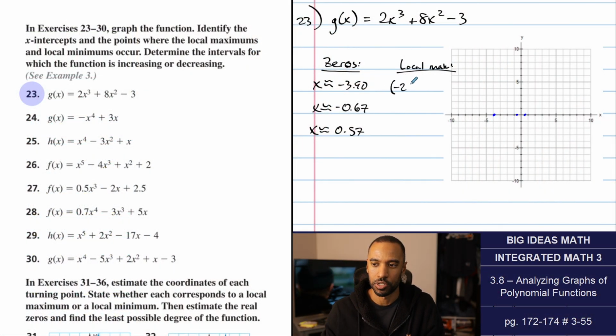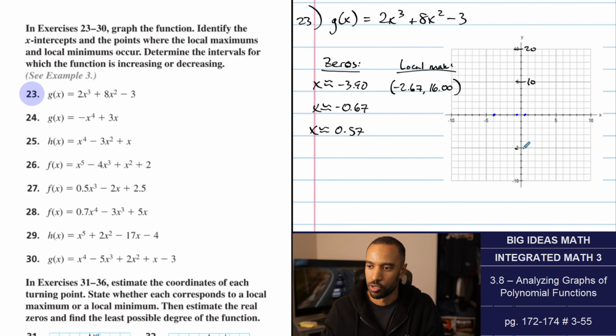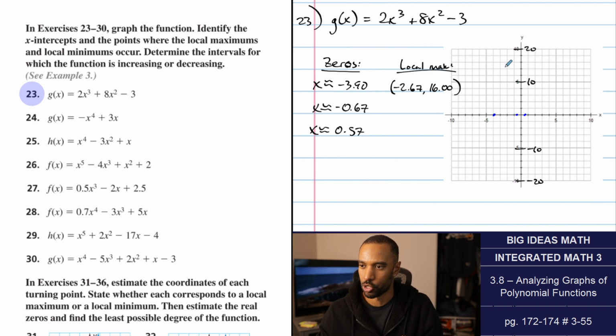So it's around -2 and 2/3. And then rounded to the nearest hundredth, it is 16.00. Now this thing needs to change its scale here. We'll go by 2s to get that one. Obviously, we have to do the same thing on the other side. So our local max, -2 and 2/3-ish, and around 16, that's where it tops out. So I'm not guessing where it tops out. That is where it tops out.